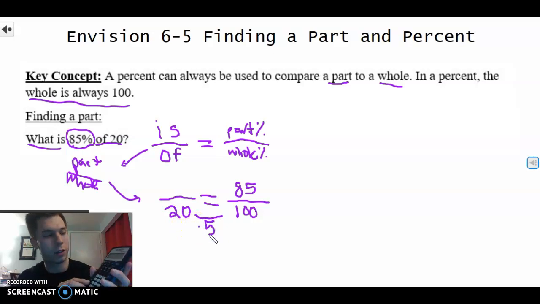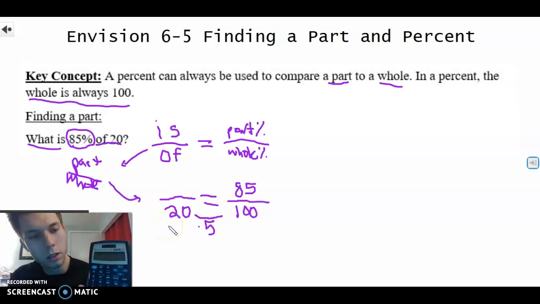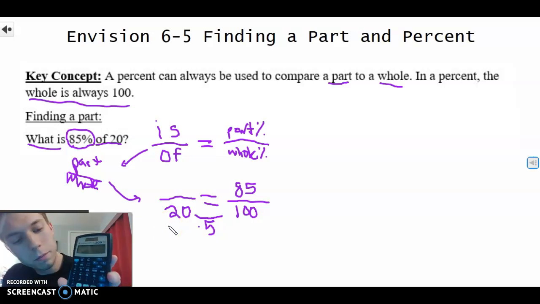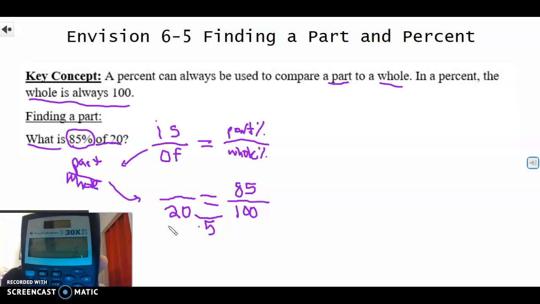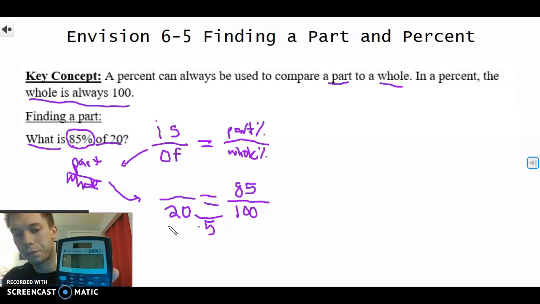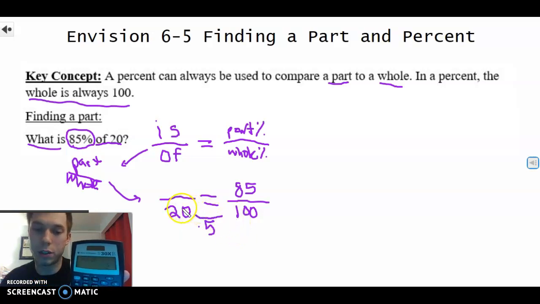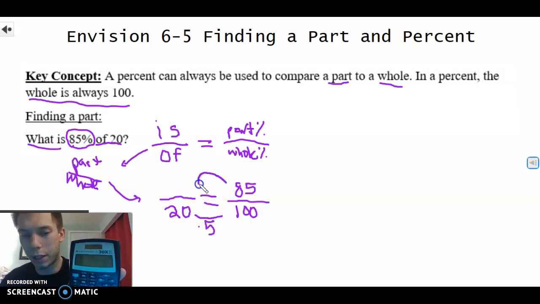Or if you use your calculator, I'll turn mine on. If you take 100 and divide it by 20, you will get 5. Okay? So 5 is what you would multiply by 20 to get 100. Or, the other way, you would divide 100 by 5 to get 20. So you actually have to do the same thing going backwards to get our missing part.